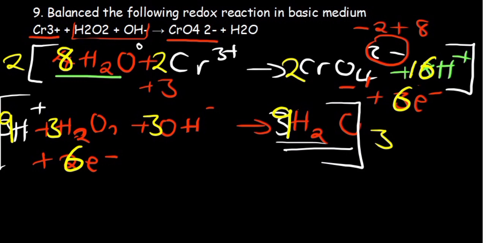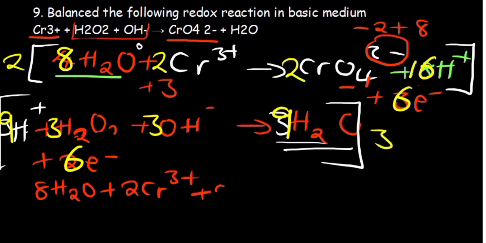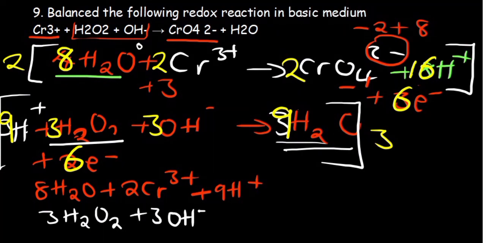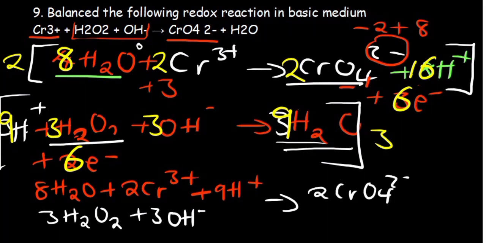So at this stage we can combine the first half reaction and the second half reaction. And what are we going to have? We have 8 water molecules plus 2 chromium ions plus 9 hydrogen atoms plus 3 H2O2 and 3 hydroxide ions. Then on the right we have 16 hydrogen ions and 9 water molecules.